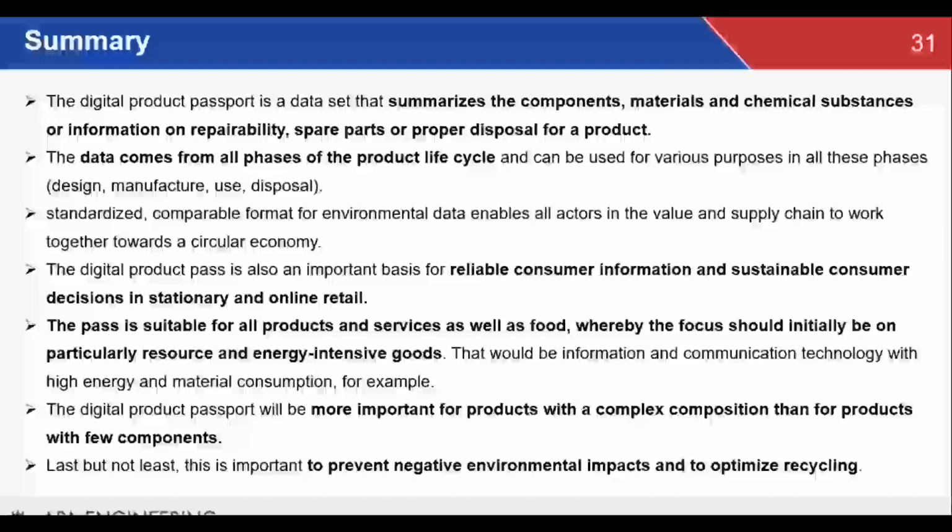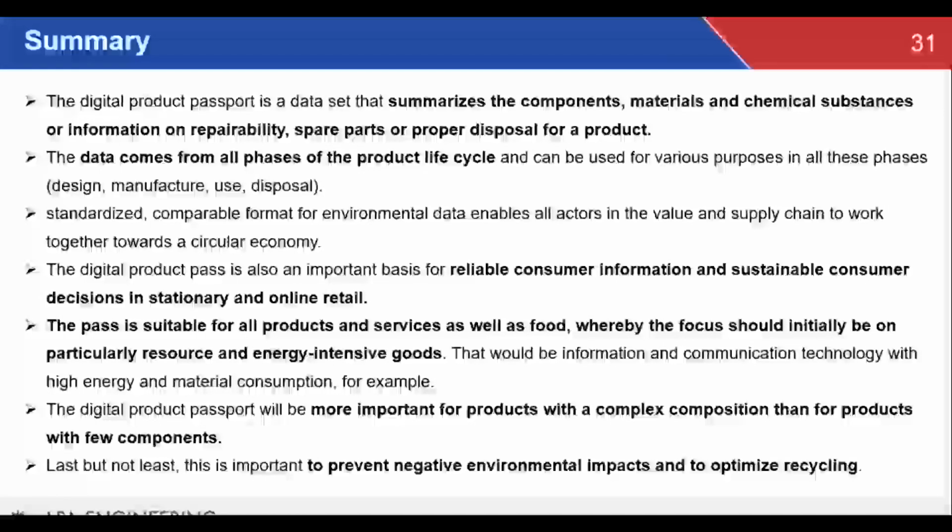So this is the summary of the presentation on the digital product passport. It is a data set that summarizes the components, materials, and chemical substances, or information on repairability, spare parts, or proper disposal for a product. The data comes from all phases of the product life cycle, and a standardized, comparable format for environmental data enables all actors in the value and supply chain to work together towards a circular economy. It is also an important basis for reliable consumer information and sustainable consumer decisions in stationary and online retail.